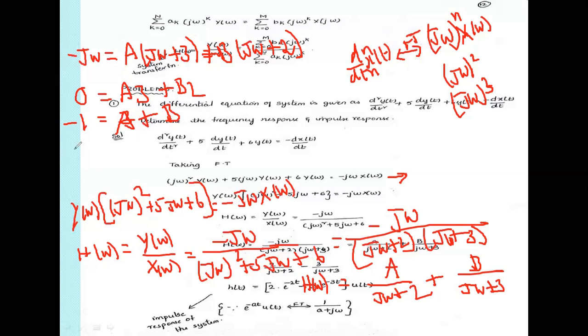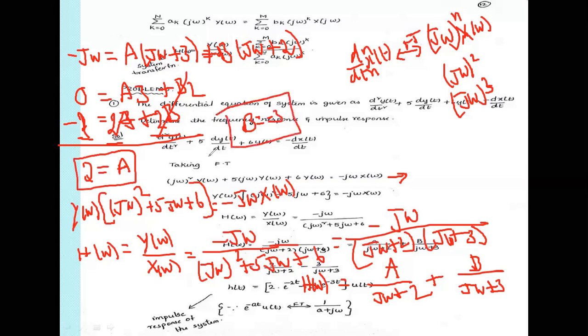Now, to get the value of A, multiply the second equation by 2 and subtract. The 2B gets cancelled and 3 minus 2 is 1. A is equal to 2. You got A is equal to 2. And A plus B is equal to minus 1. A is equal to 2 means B is equal to minus 3. So A got 2 and B is equal to minus 3.